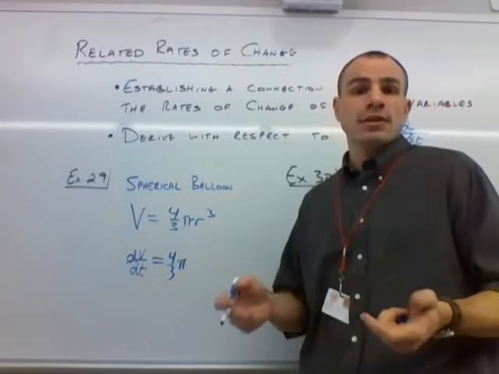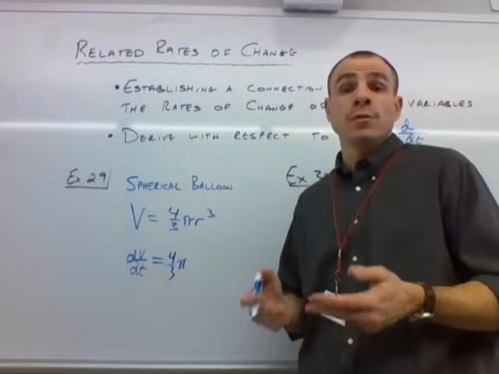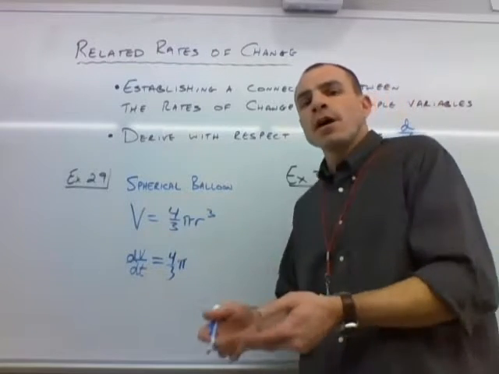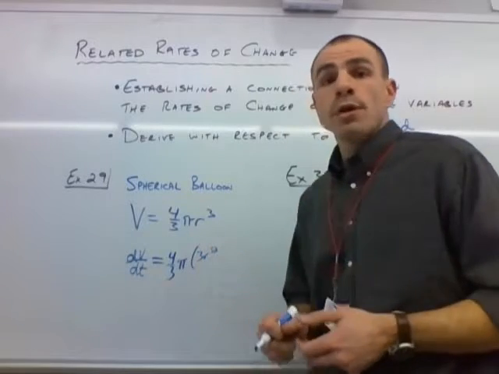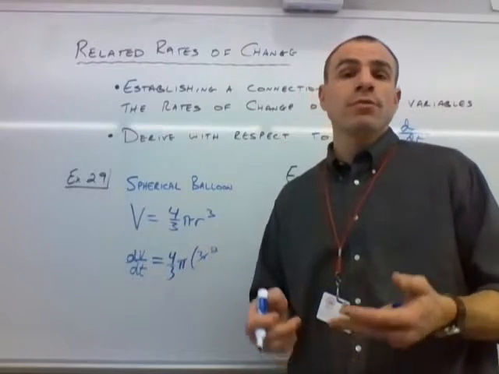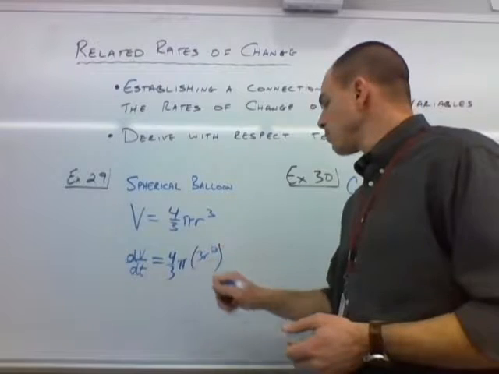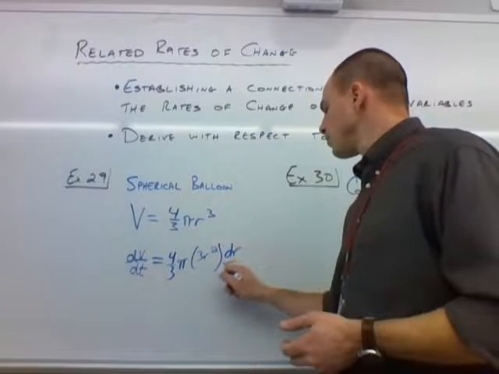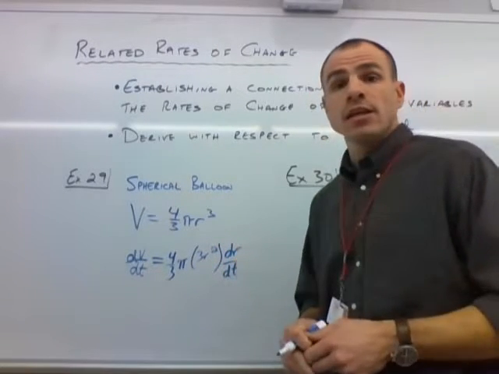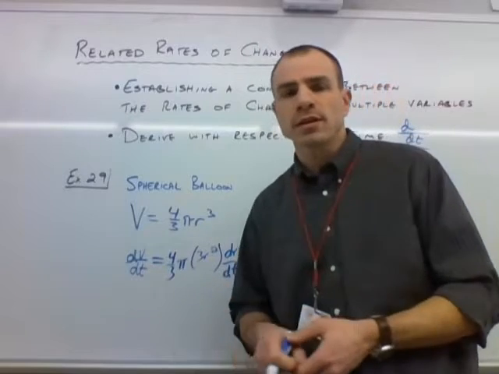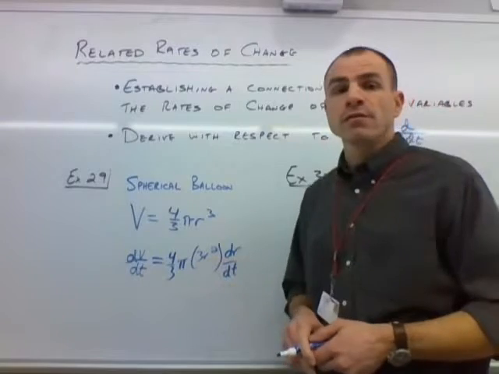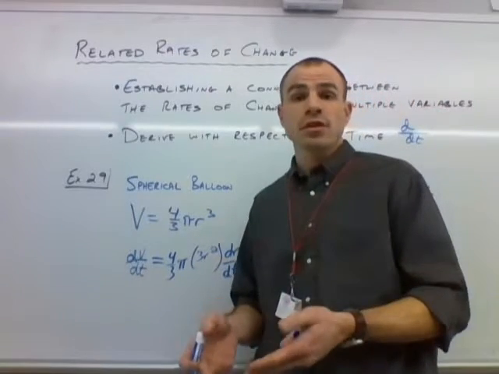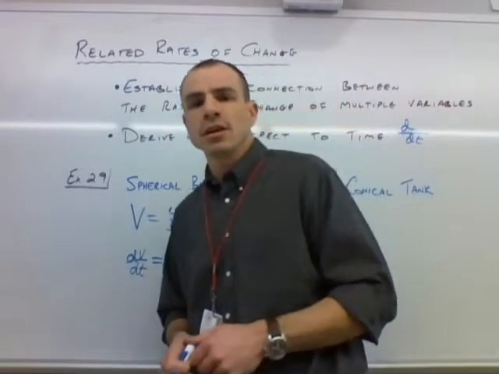Well, if it was x cubed, the derivative of x cubed would be 3x squared. So the derivative of r cubed will be 3r squared. But again, we're deriving with respect to time. So not only do we have 3r squared, but we also need the dr/dt because we just derived the radius with respect to time. So the chain rule says take care of the regular function and then derive the inner function. We're deriving the inner function, which is r, with respect to time, hence the dr/dt.